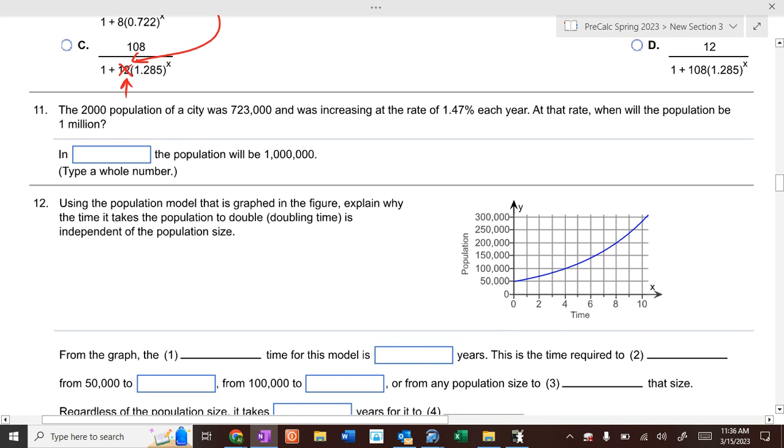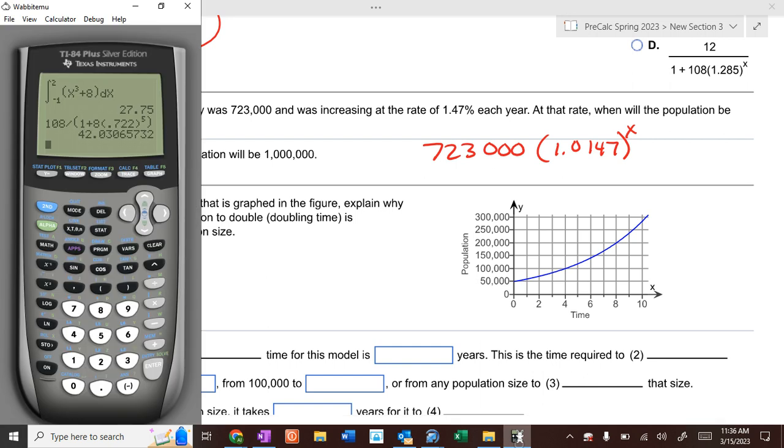Okay? The 2000 population of a city was 723,000, and it was increasing at a rate of 1.47% per year. At that rate, when will the population be 1 million? So your equation is 723,000 times 1.0147 to the x power. So to figure out when it's going to reach 1 million, on y equals, you put 1 million in for one of them.